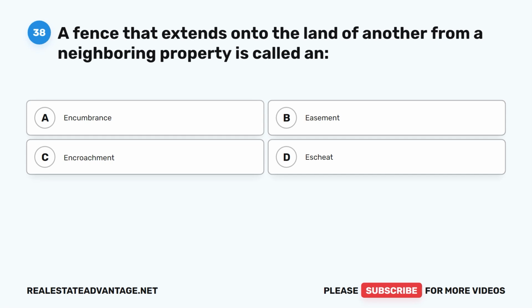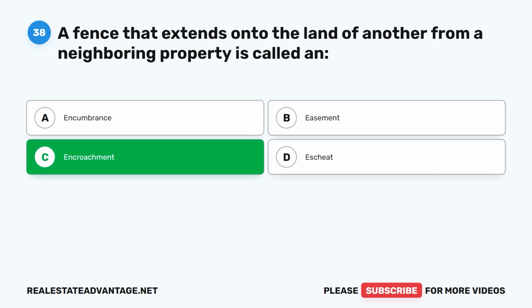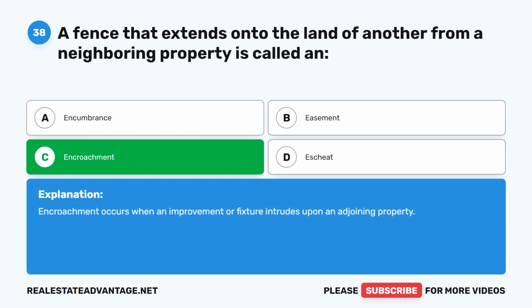Easement, C. Encroachment, D. Escheat. The correct answer is C. Encroachment. Encroachment occurs when an improvement or fixture intrudes upon an adjoining property.